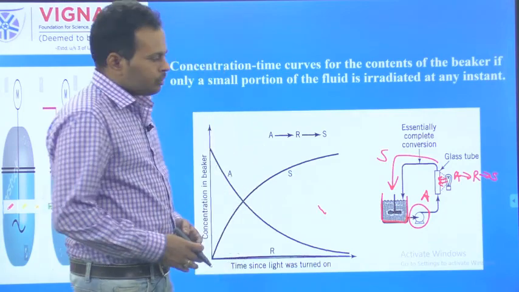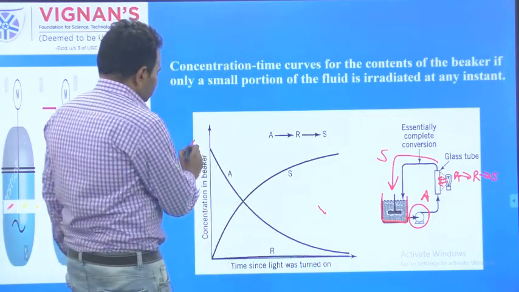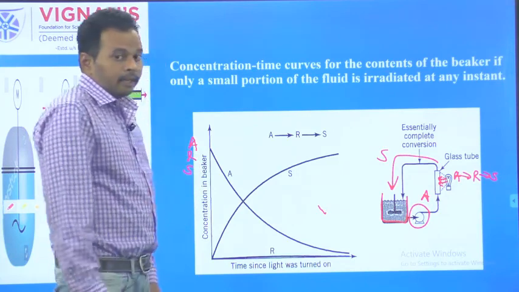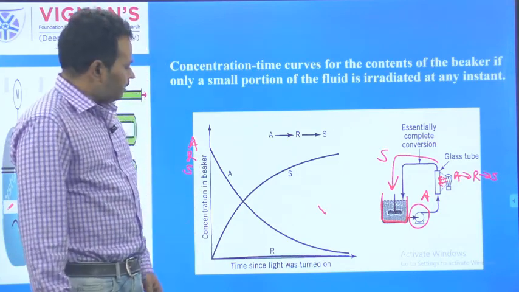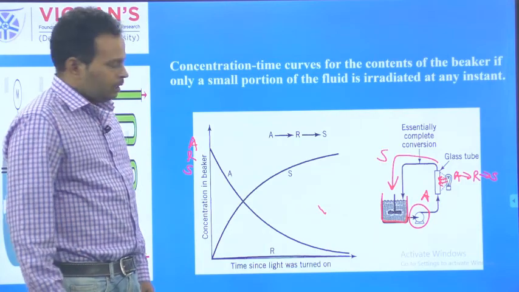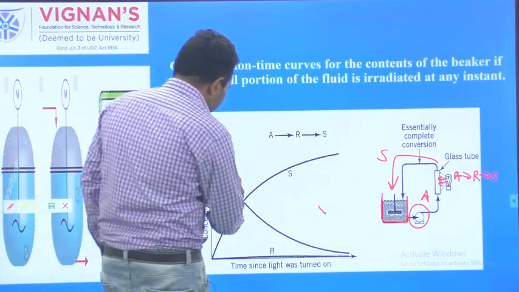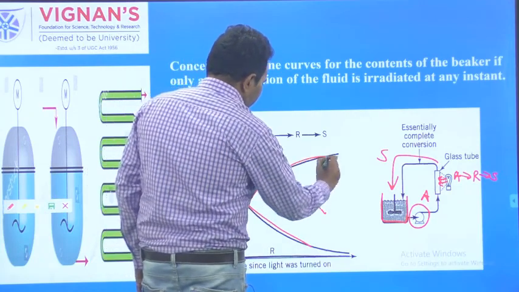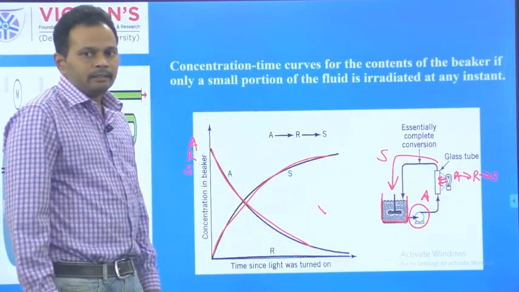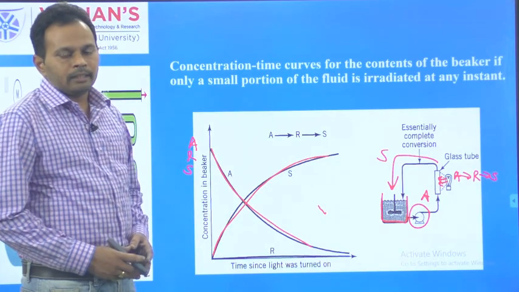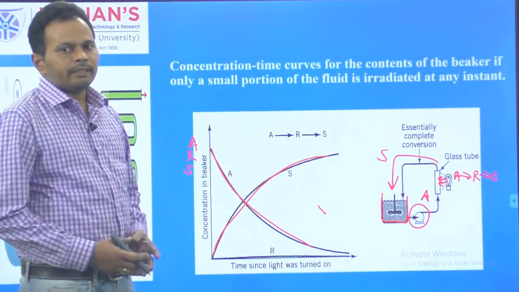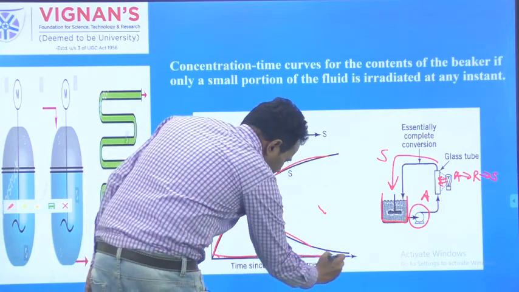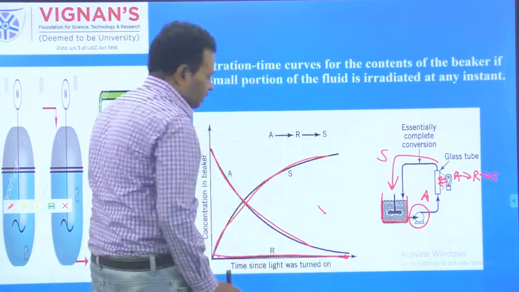Now, similar to the previous one, again take the concentration of A, concentration of R and concentration of S on the y axis, and take the time on the x axis since the light was turned on. Here in this case the concentration of A decreases and the concentration of S increases, and the concentration of R is approximately 0 within the beaker, almost 0. The concentration of R is almost 0, that is why this lies on the x axis.